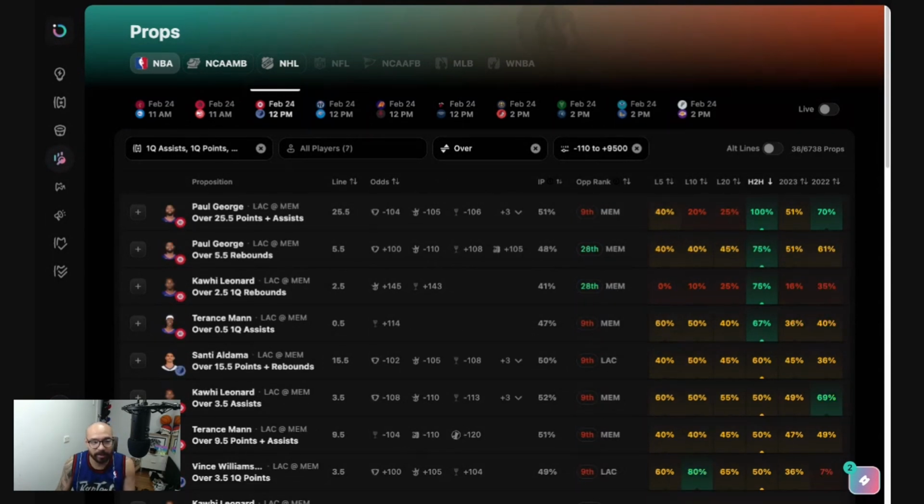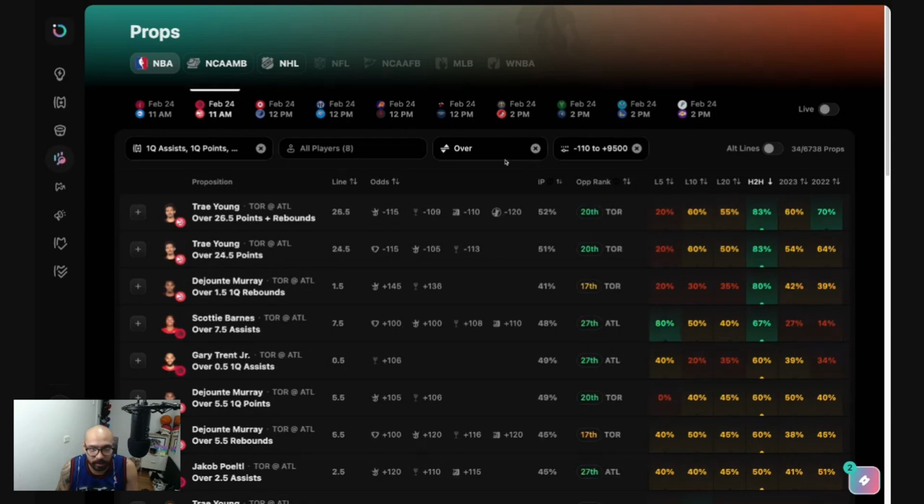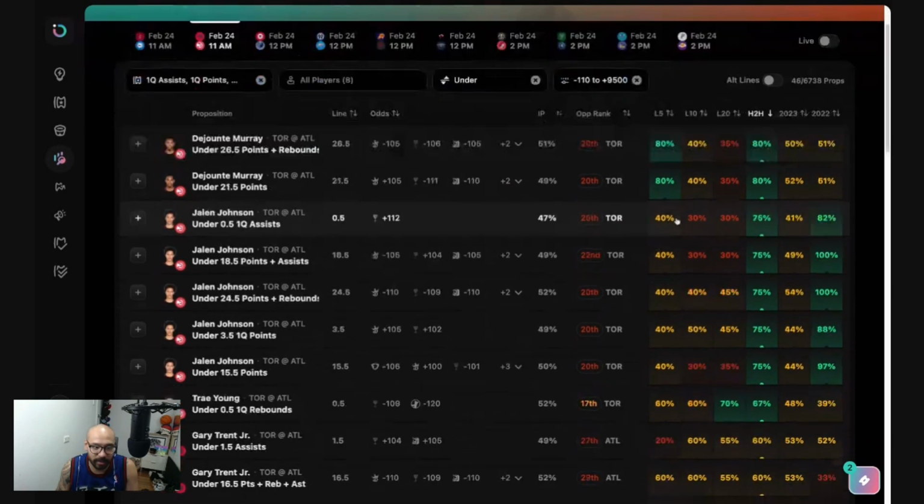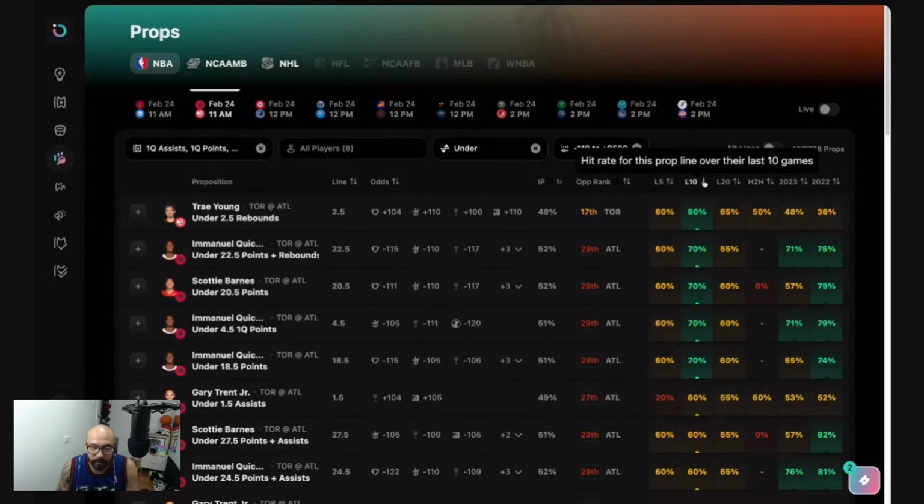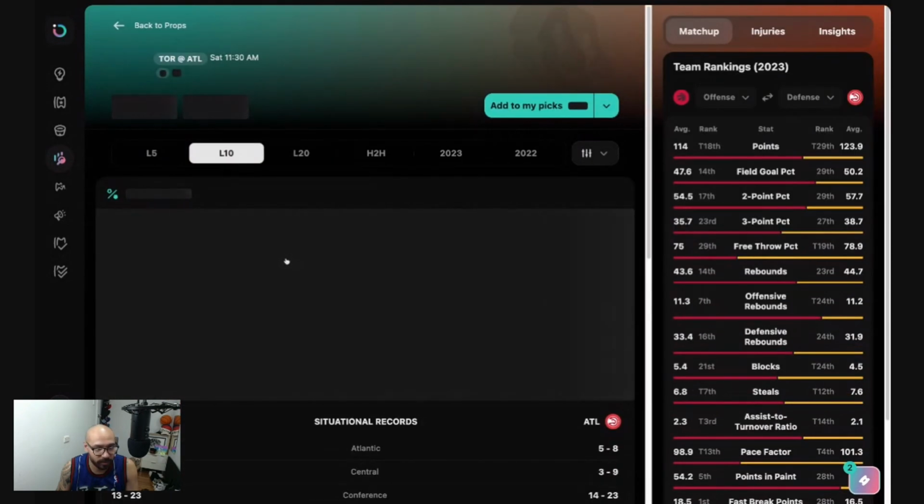We're looking at the Clippers versus the Memphis Grizzlies. Actually, let me go back real quick. I want to check the unders. Looking at the unders, what comes up? If we go over the last 10 games, the under in Trae Young rebounds, we've kind of just gone through that. We've got an under in Emmanuel Quickly's 22.5 points and rebounds.